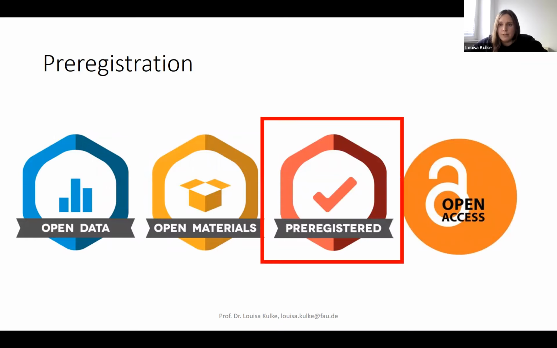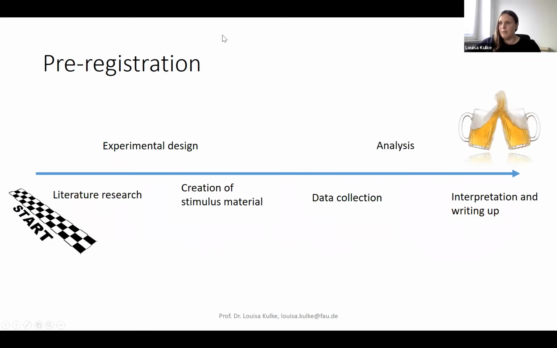Another thing we can do is pre-registration. Now, that's a very important thing that is increasingly being used nowadays. And the idea is that usually you have your study process, right? So you do some literature research, you design your study, you create stimulus materials, then you collect the data, you conduct an analysis, and you write it up. And then you are inspired to do new studies, do more literature research. And for many years, this is how studies were conducted.